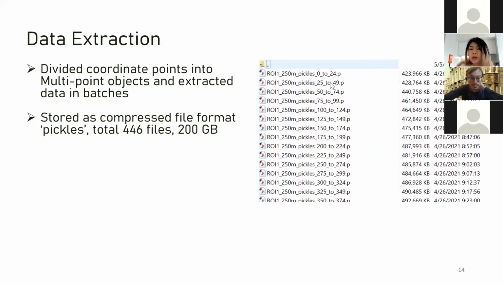Yeah, as you can see here is a part of the list of files. It goes actually from 0 to 24 like this up until in the 8000s.